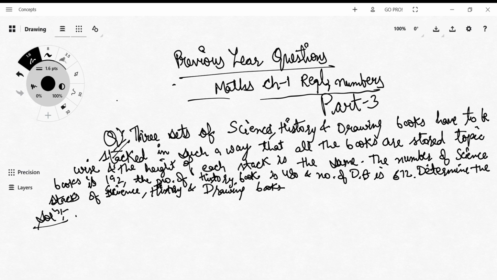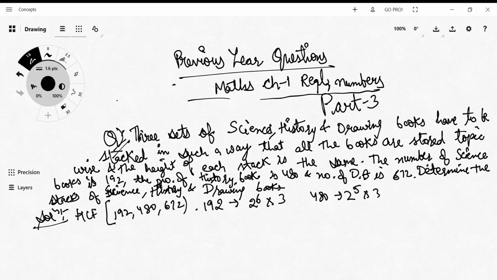So what we have to do in this question is find the HCF of the given numbers of the three books, that is 192, 480 and 672. For finding the HCF, we will do the prime factorization of each number. Prime factorization of 192 is 2 raised to the power 6 into 3. Prime factorization of 480 is 2 raised to the power 5 into 3 into 5. And prime factorization of 672 is 2 raised to the power 5 into 3 into 7.